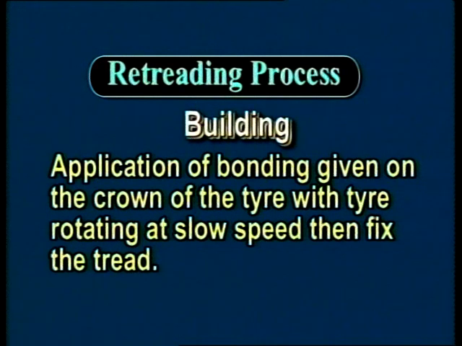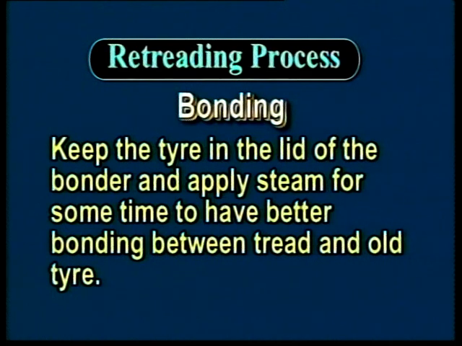Building. Application of bonding is given on the crown of the tire with the tire rotating at slow speed, then fix the tread. Bonding. Keep the tire in the lid of the bonder and apply steam for some time to have better bonding between the tread and the old tire.